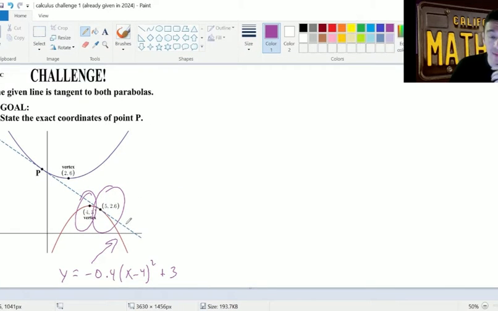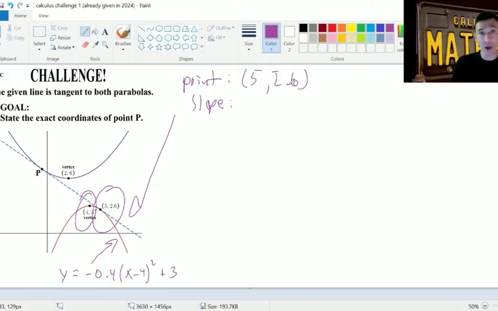Now let's focus on the tangent line, the blue dotted tangent line. To find the equation of a line, you need a point and you need a slope. Well, we already have the point of tangency, 5 comma 2.6. Now you need a slope. To find a slope, you need a derivative. So find the derivative of the parabola, the red shape, and use the derivative to find the slope.